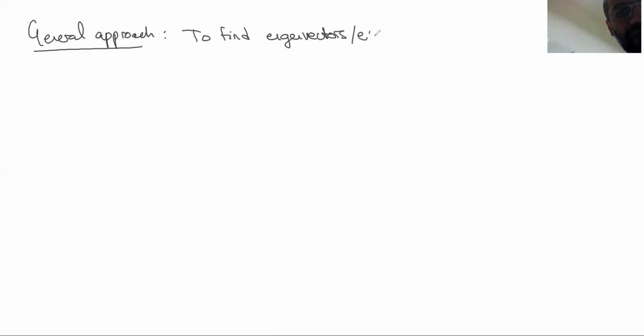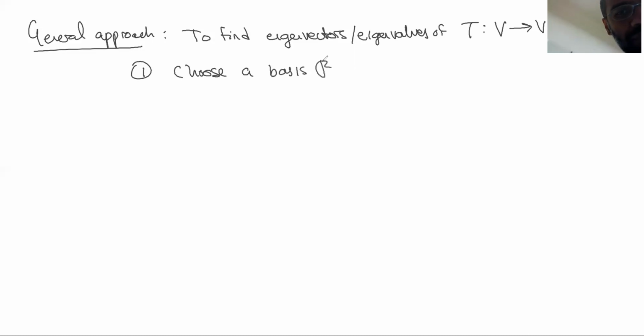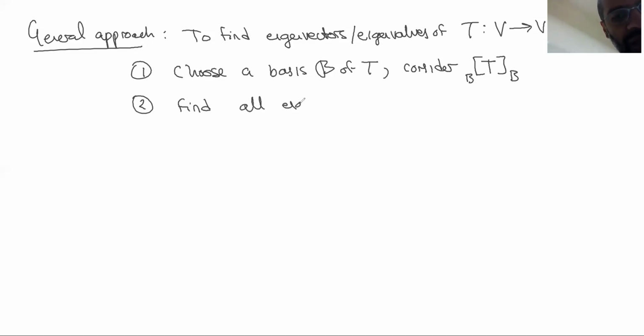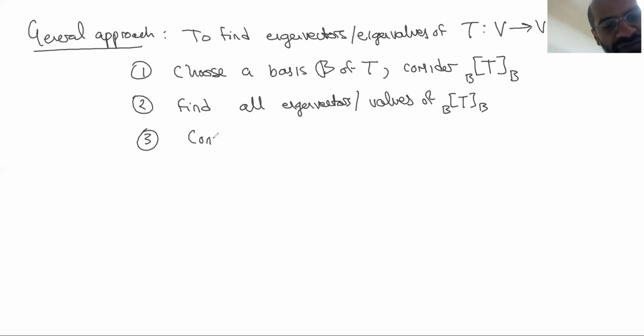So the general approach for finding the eigenvectors and eigenvalues of some linear transformation from a vector space to itself: choose any basis, and consider the matrix with respect to that basis. Find all eigenvectors and eigenvalues of this matrix, which is just a square matrix. And then finally, convert these back to vectors in V using the inverse of the coordinate mapping, P_B.